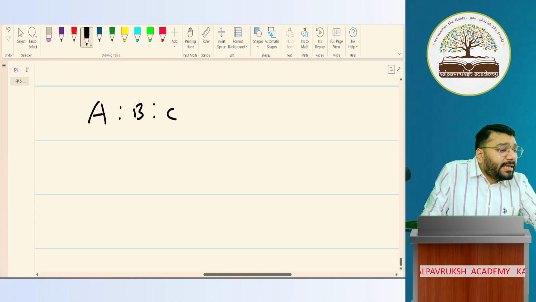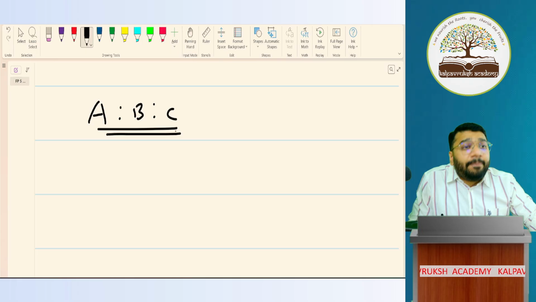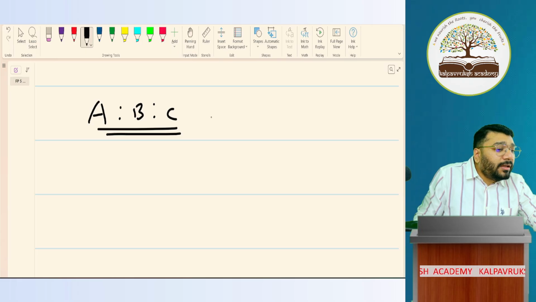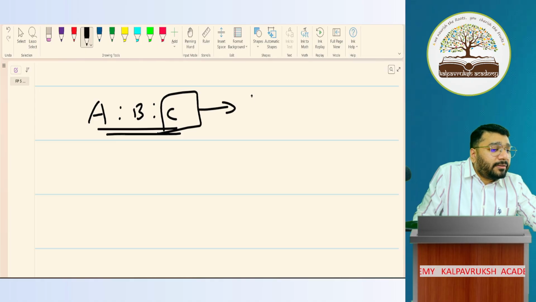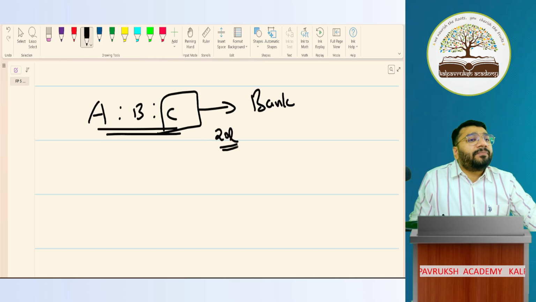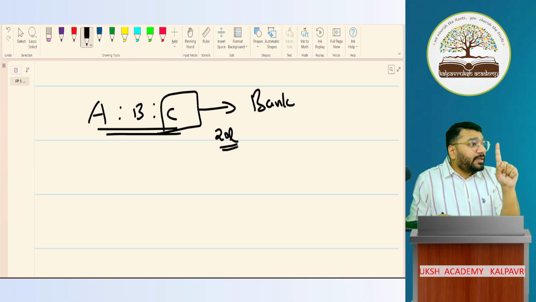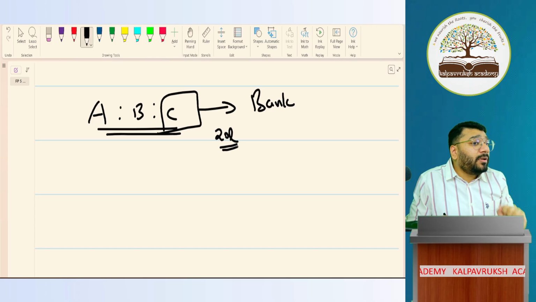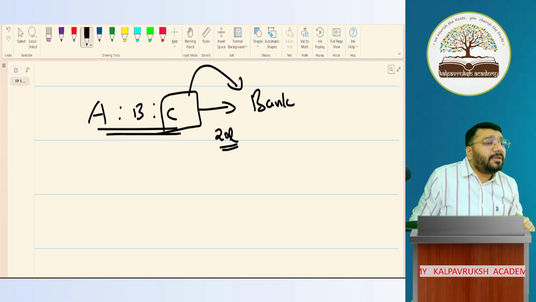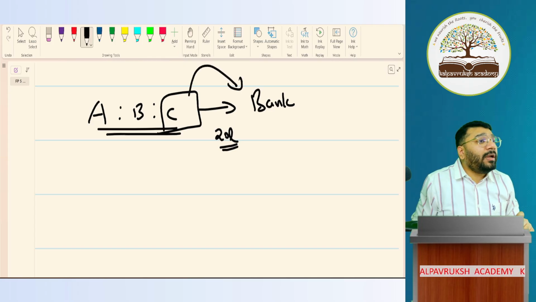A, B, C are three partners in a partnership firm. In that, partner C approached a bank to take a loan of 20 lakh rupees for the firm. He has not taken the loan for his personal purpose. He has taken the loan for business purpose. Who has taken the loan? C. C is one of the partners. He went to the banker and asked for a loan, and the bank gave it.